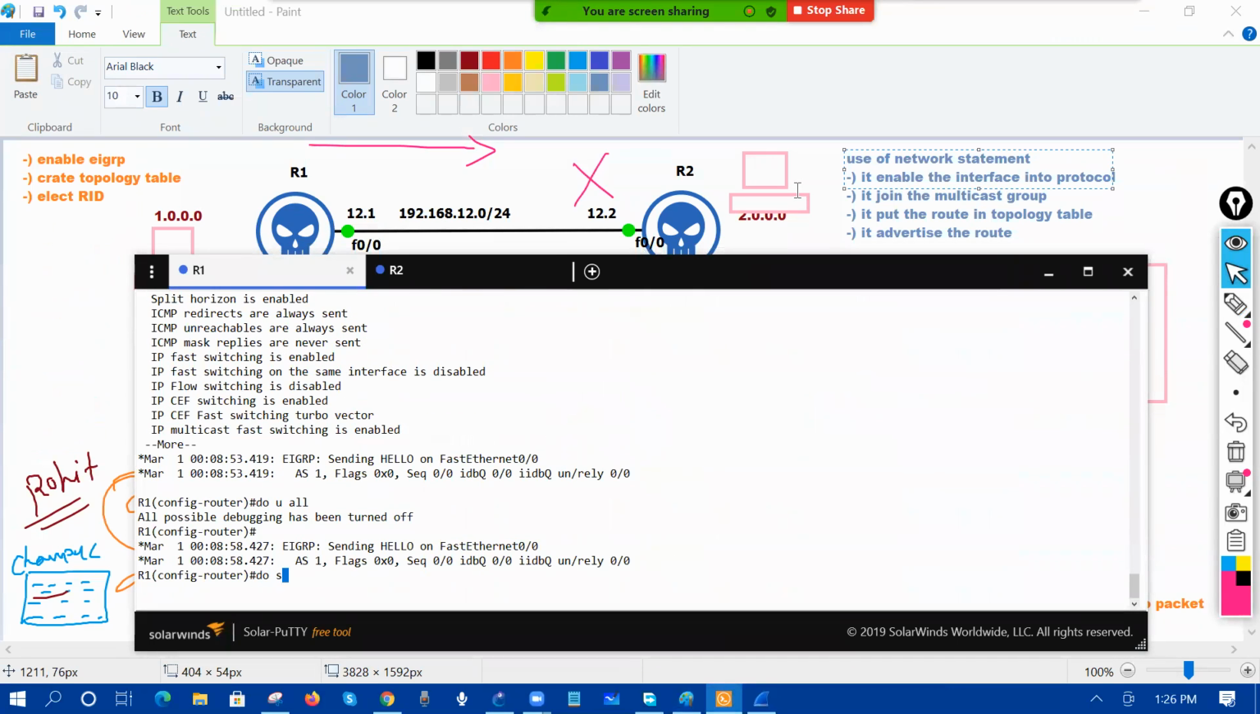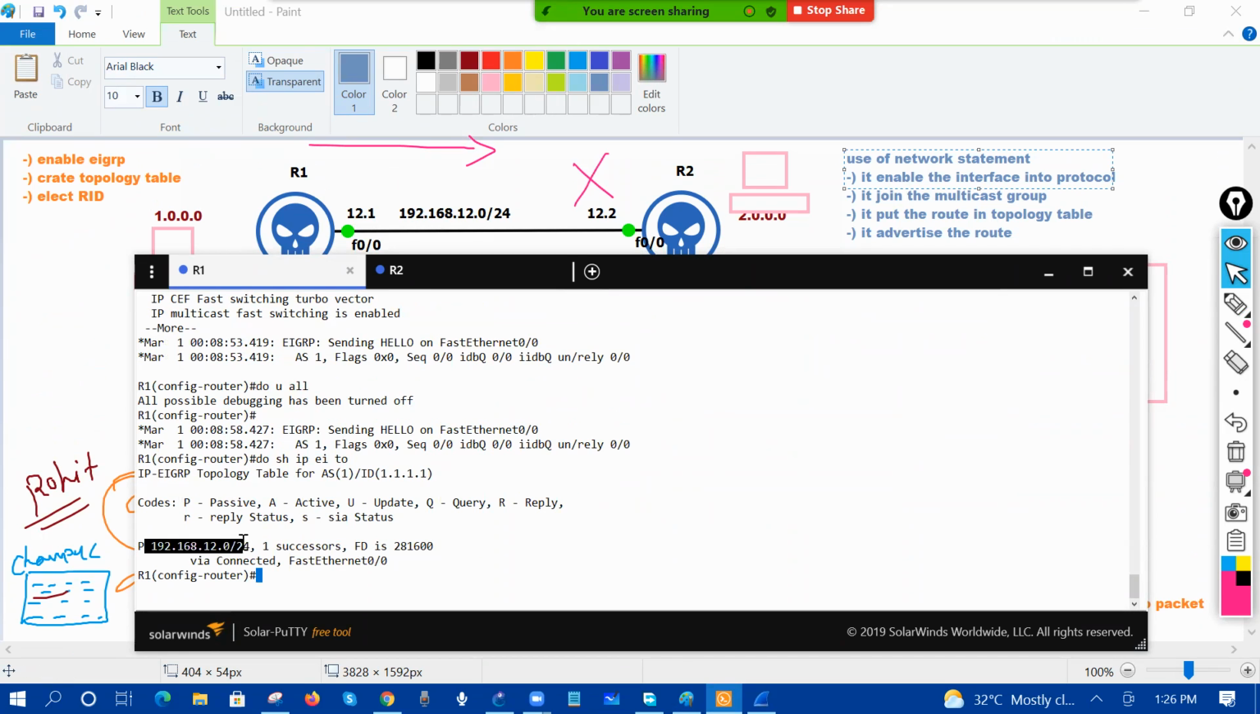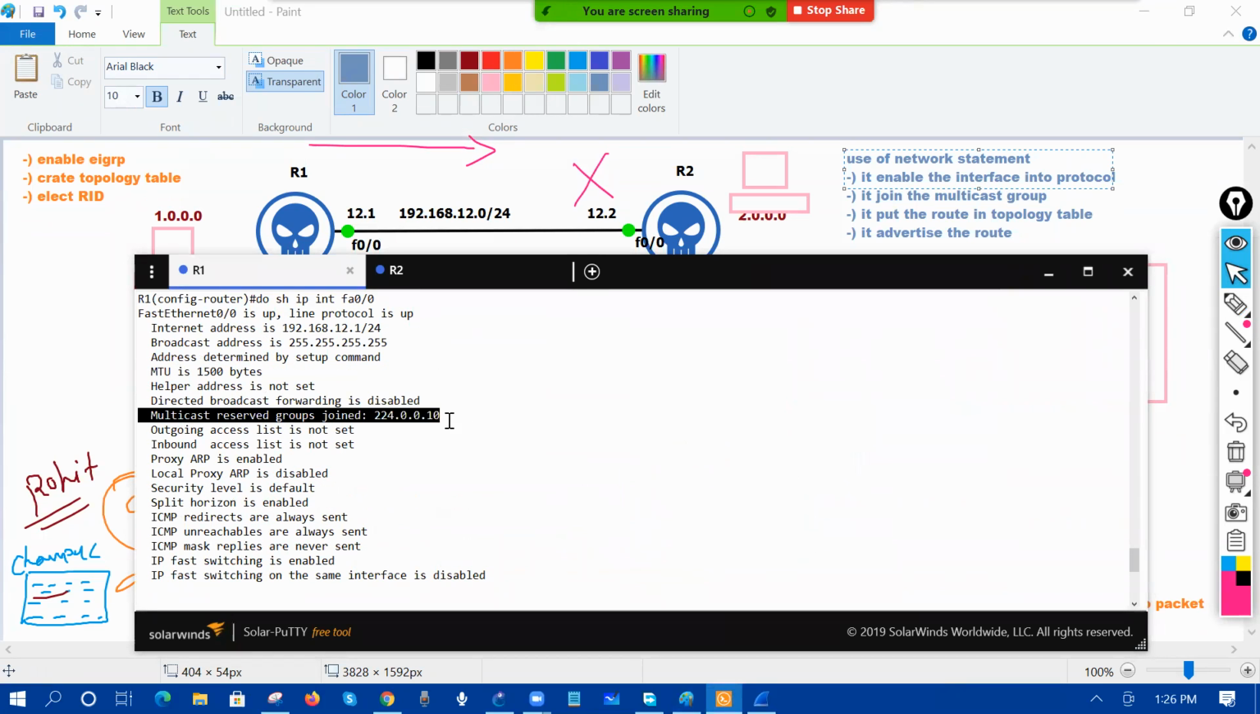See, I have this information in your topology table, 12.0. Don't worry about the passive successor, I'll explain it to you later on. Everything is there, right? And this router has joined the multicast group.